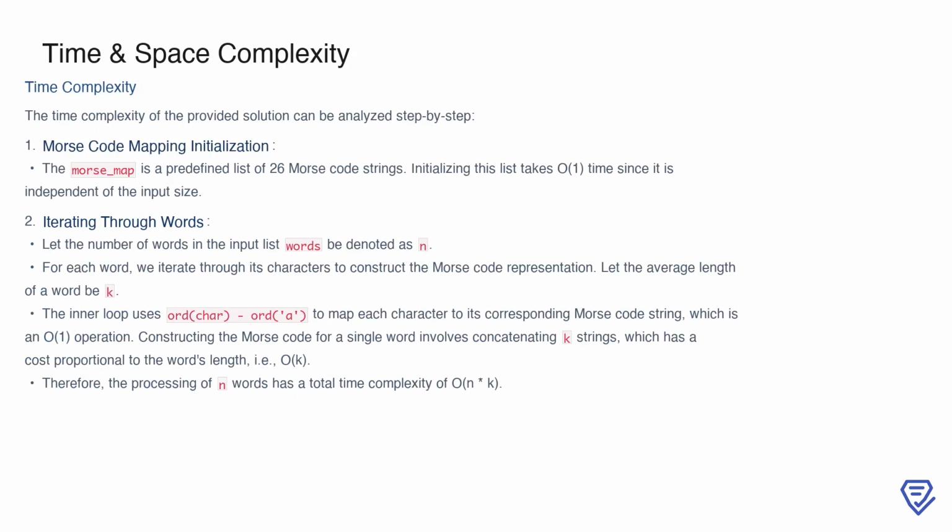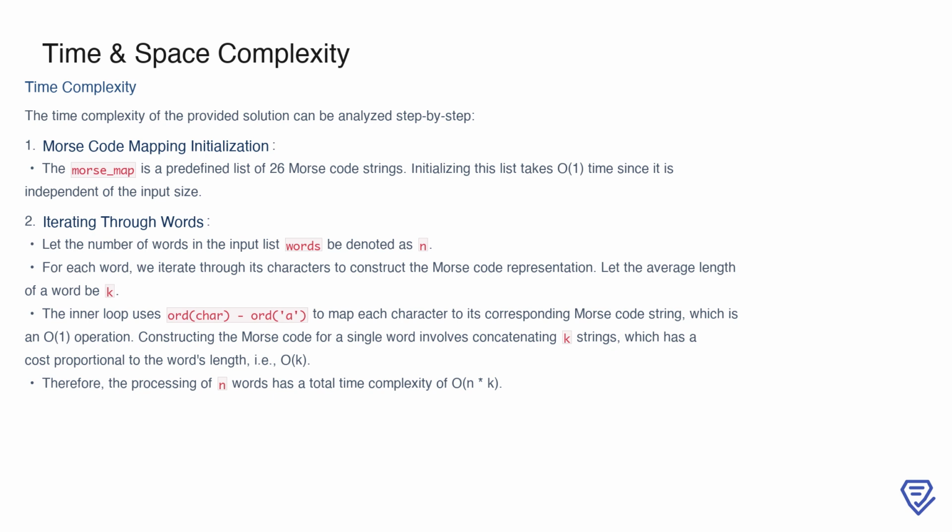To analyze the time complexity of our solution, let's break it down into distinct steps. First, we have the initialization of the Morse code mapping. This mapping consists of a predefined list of 26 Morse code strings, which is a constant operation and takes O(1) time, as it doesn't depend on the size of the input.